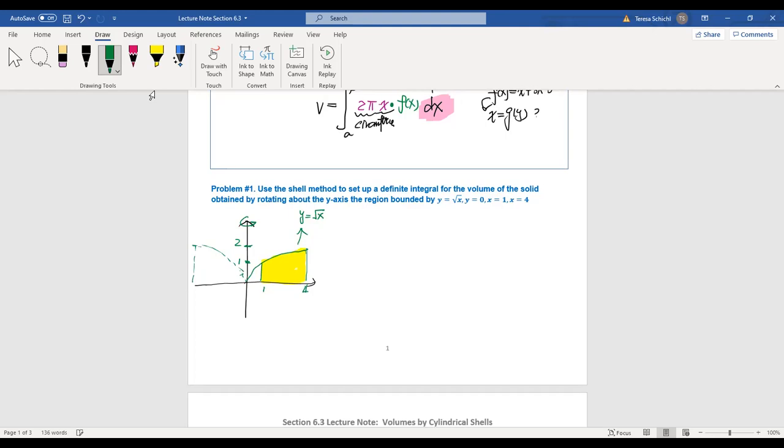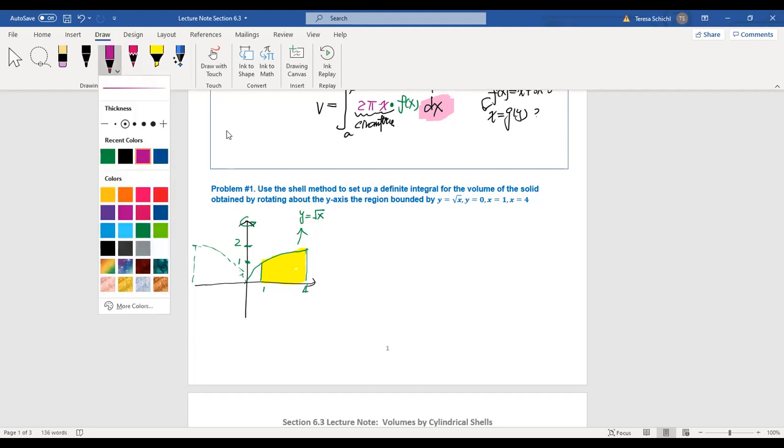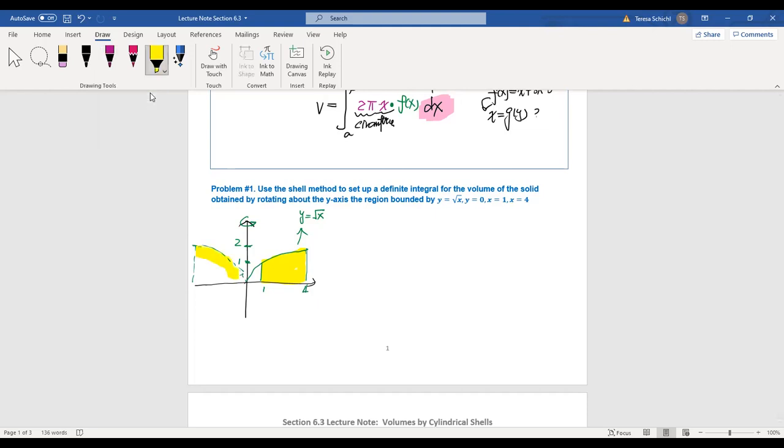Now, let's take a look here. What is the shell method here? Let's color that in. We know we want to find the volume generated by this region.